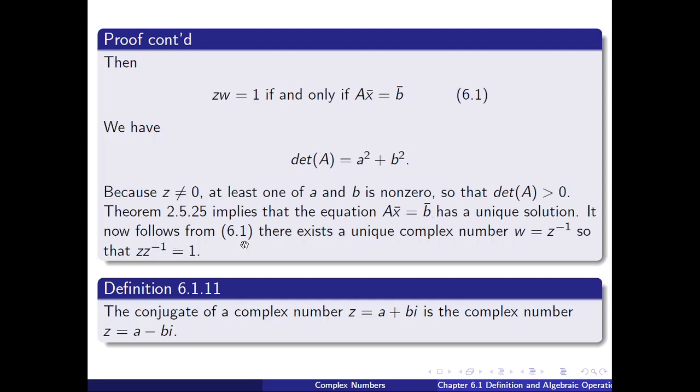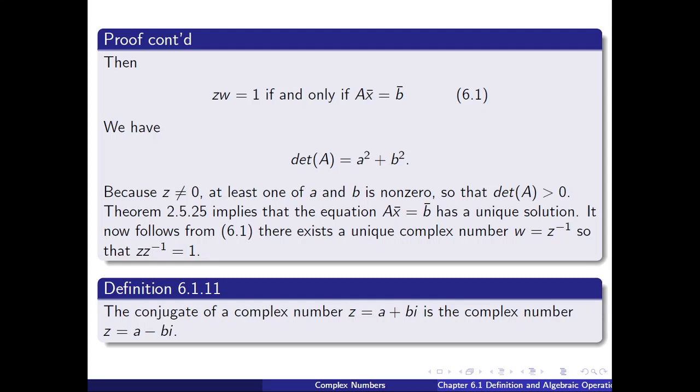And it now follows from 6.1 that there exists a unique w, because we get a unique solution, so therefore it means there exists a unique complex number w, which is what we are calling the inverse of z, such that z times z inverse is equal to 1. Right, so that is that for that proof.